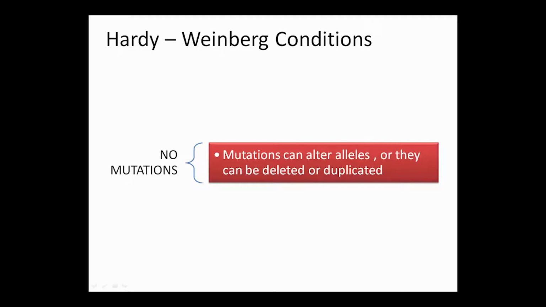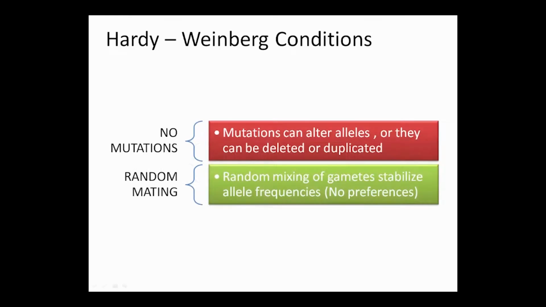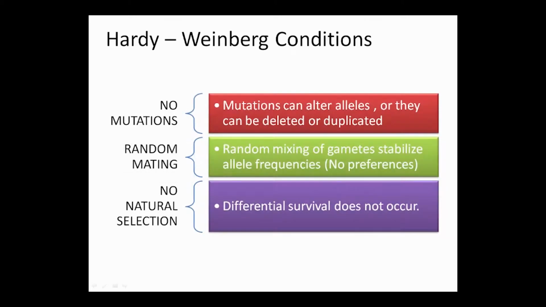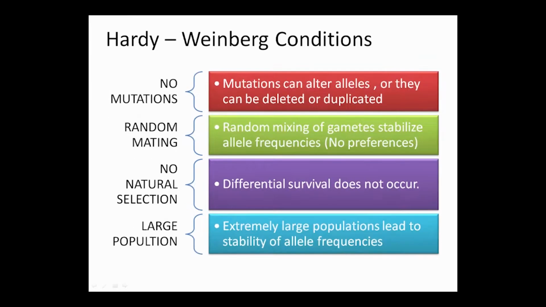So let's review the Hardy-Weinberg conditions. You cannot have any changes to the allele frequency, so no mutations, because they can alter the allele frequency. Random mating has to occur. So it doesn't matter who mates with whom; they mate with anybody. We'll talk about sexual dimorphism in a little bit. No natural selection, no adaptive change to that population. And differential survival cannot occur in your hypothetical population.